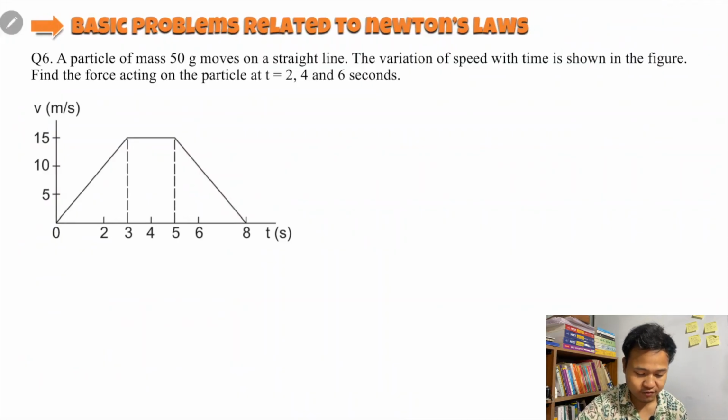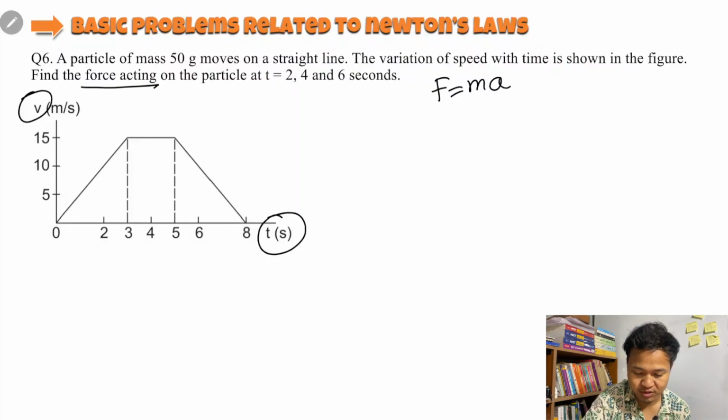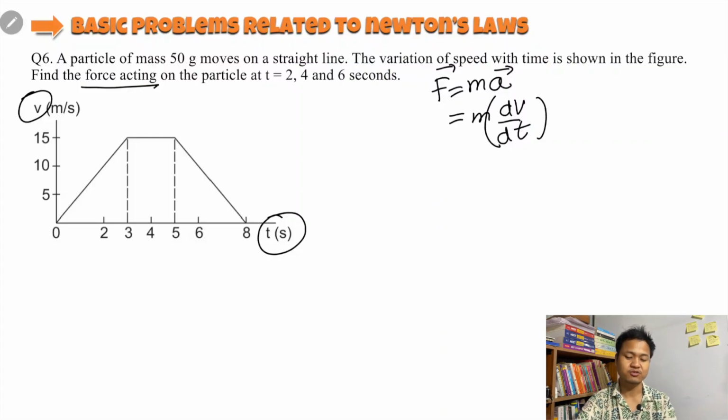Let's do one graph question, and I think this is the last problem. A particle of mass 50 gram moves in a straight line. The variation of speed with time is given, the v versus t graph. What is the force acting at t equals 2, 4, 6? Force is mass into acceleration, and acceleration is dv by dt. In a v versus time graph, the slope dv by dt is the acceleration.